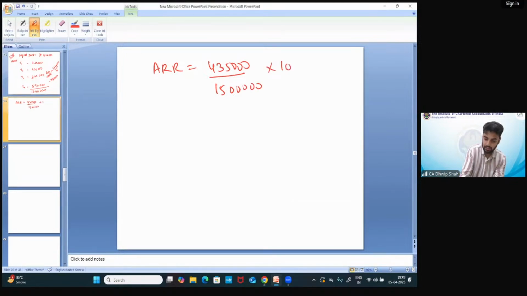lakhs. Since it is rate of return, we have to find a rate. So you multiply it by 100. You calculate it in percentage. 29%. Okay?